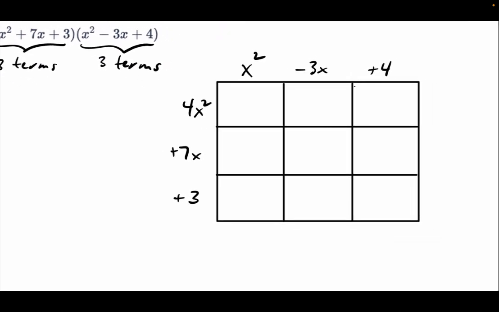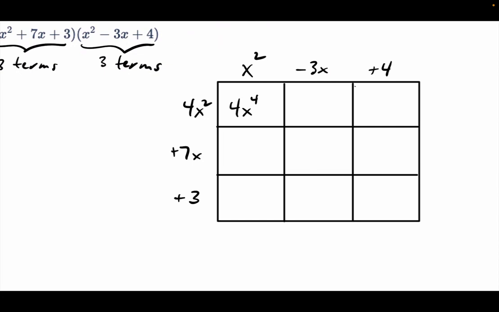Because even if you have swapped them, you're going to get the same stuff on the inside. Your 9 boxes are going to look like my 9 boxes. They're just going to be in different spots. Okay? All right, so 4 times 1 is 4. X squared times x squared is x to the 4th. So you should have a 4x to the 4th box somewhere.